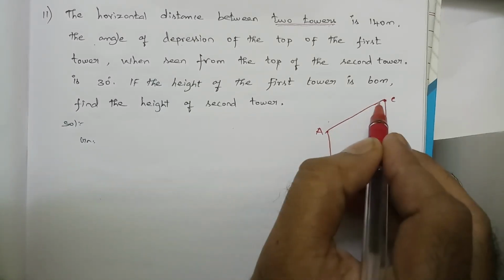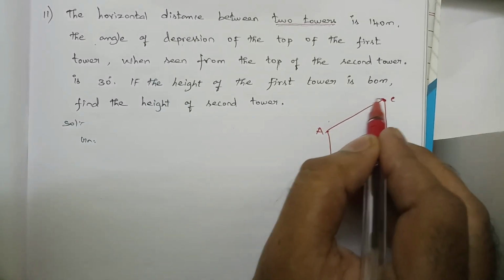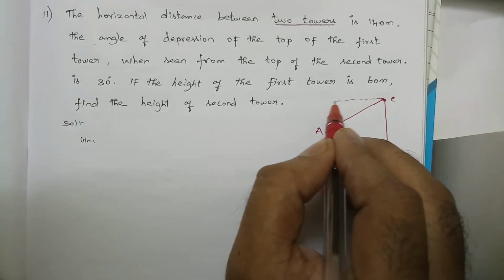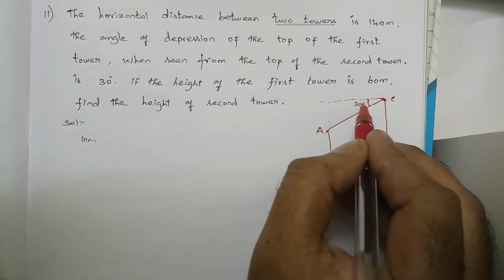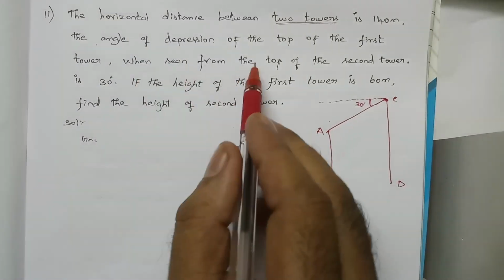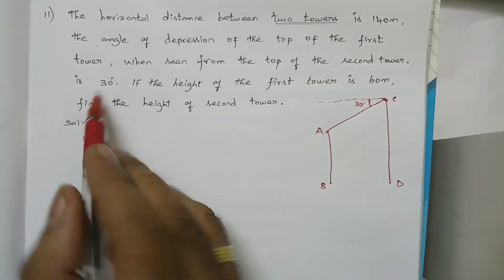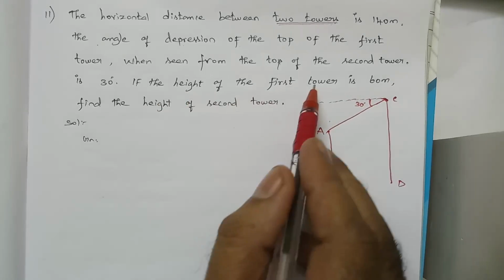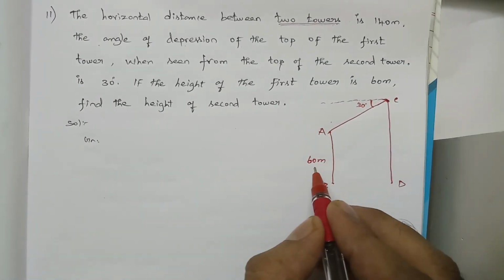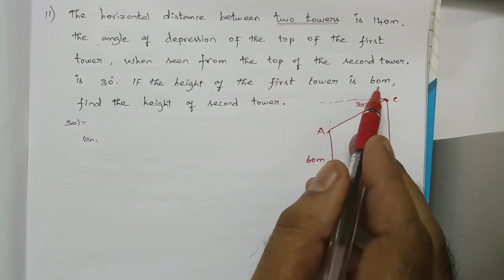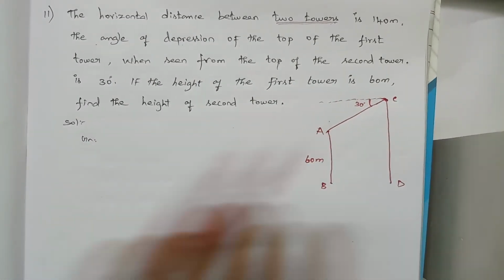So this is the line of sight, and then this is a horizontal line. That angle is 30 degrees when seen from the top of the second tower. Next, if the height of the first tower is 60 meters, find the height of the second tower.